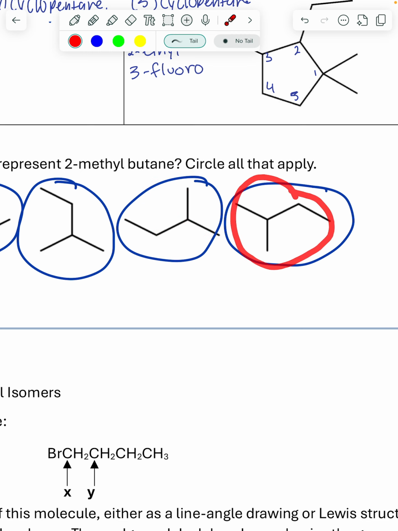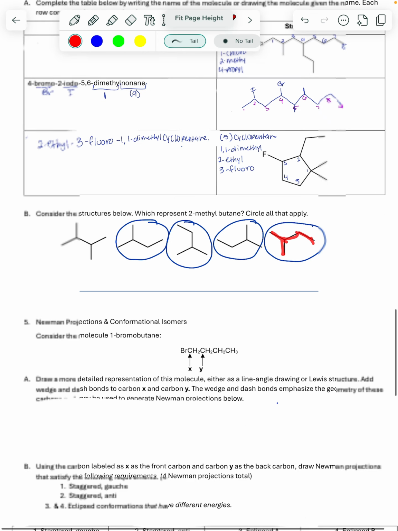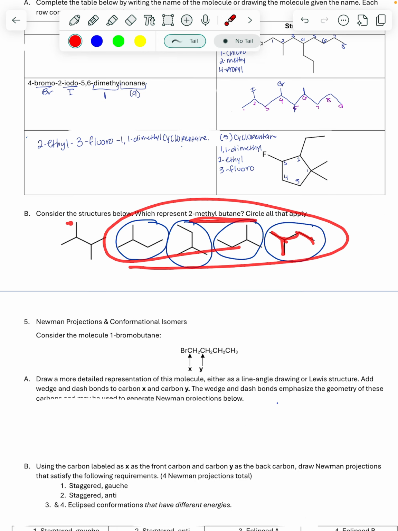This one right here would be 1, 2, 3, 4 butane with methyl on the second. Or you could look at it like this, butane with methyl on the second. So that's why all of these represent the name, but this does not. Okay.